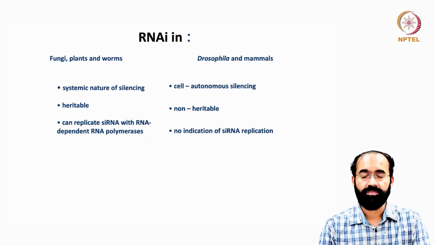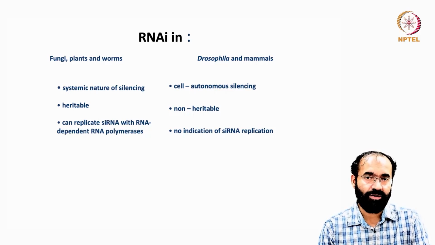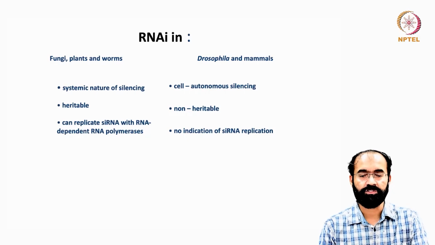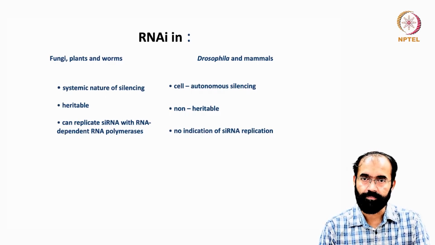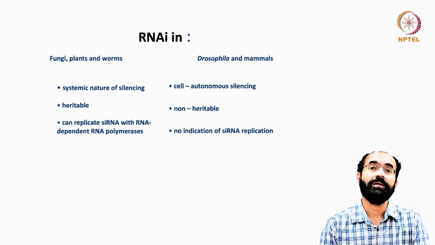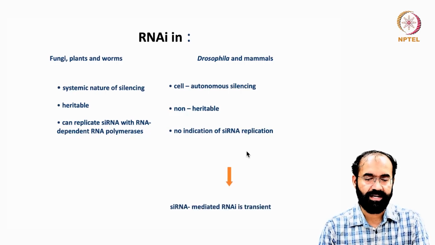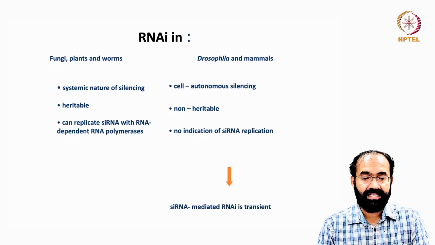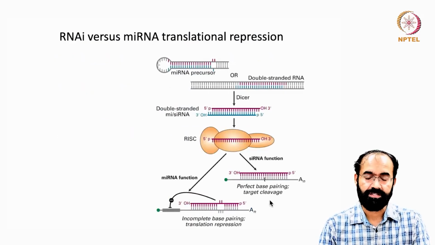No indication of siRNA replication means siRNA cannot make a copy from an existing template. We cannot make a copy of an siRNA in Drosophila and mammals from a pre-existing siRNA. The main reason is none of these eukaryotes, such as Drosophila and mammals, produce RNA dependent RNA polymerase. They are normally produced from viruses. And siRNA mediated RNAi is transient. That means it is not a permanent feature normally in all these organisms.